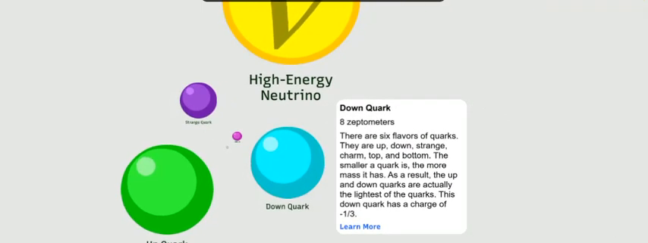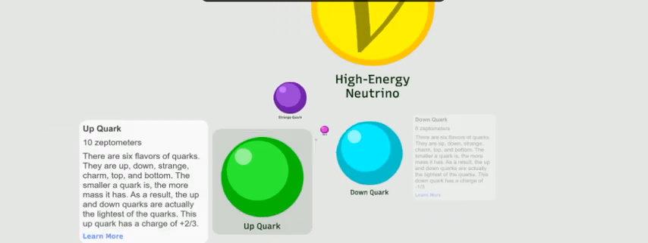Down quark, 8 zeptometers. There are 6 flavors of quarks. They are up, down, strange, charm, top, and bottom. The smaller the quark is, the more mass it has. As a result, the up and down quarks are actually the lightest of the quarks. This down has a charge of negative 1/3.